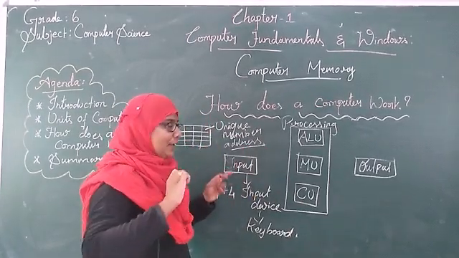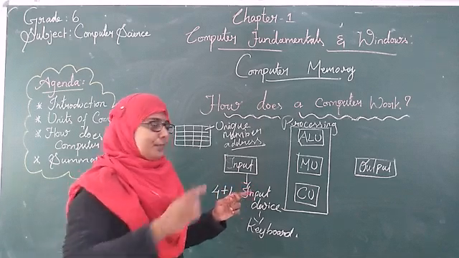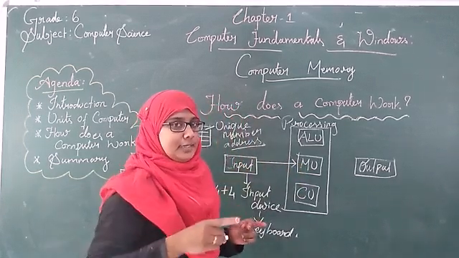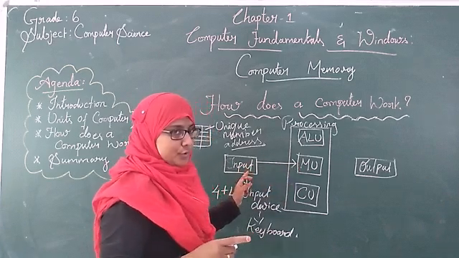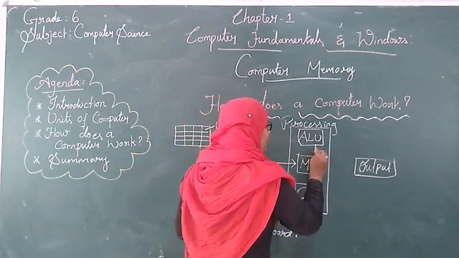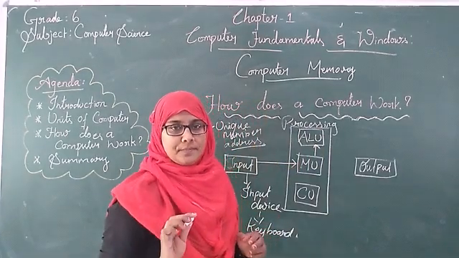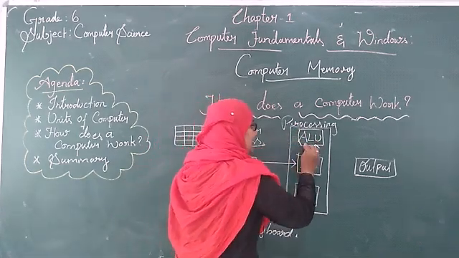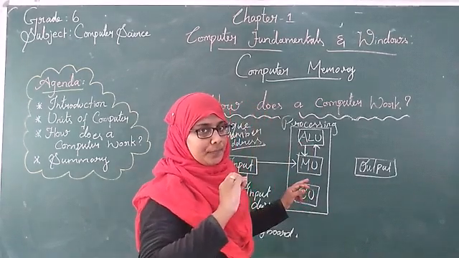Through the keyboard, I will type 4 plus 4. Once I give the input, it will be sent to the memory unit directly. After receiving the data from the input unit, it will store it. Then it will send it to the arithmetic and logical unit for processing. After processing, it will send the processed data again to the memory unit.